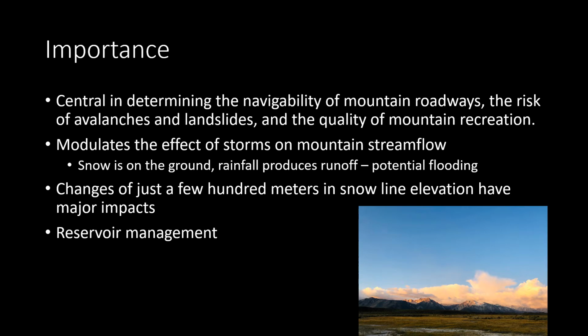Snow is a crucial water resource for many communities around the world, including the western United States. Changes of just a few hundred meters in snowline elevation will have major impacts. In a paper by Justin Minder of the University of Washington, he modeled that a 200-meter rise in the average snowline elevation associated with global warming will decrease snowpack accumulation in the Cascade Mountains by about 15 to 18%.